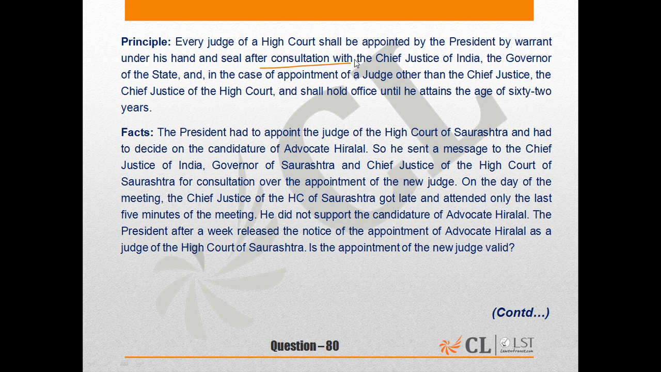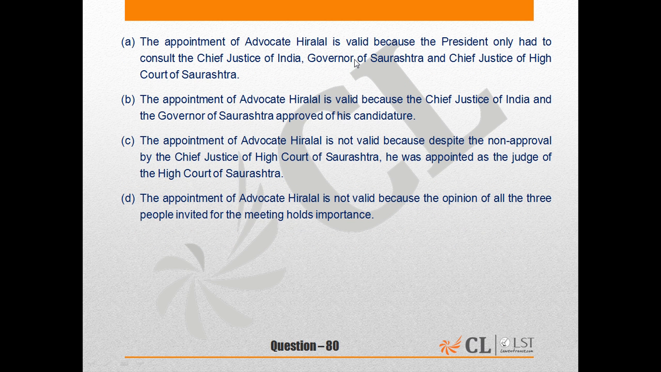And the person would be holding office until he attains the age of 62 years. So the facts say that the third requirement, that is your Chief Justice of the High Court of Saurashtra, attended the meeting only for 5 minutes and did not approve the candidate to be selected for the post of judge. But still the president went ahead and made him the judge of the High Court of Saurashtra.